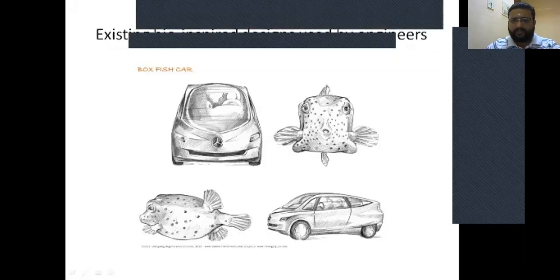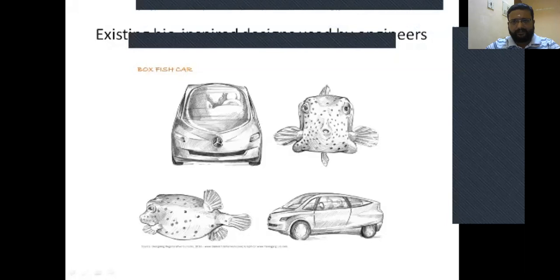Now the box fish. You can see the structure, how it looks. Next, the side view. So both are there. Why is it not moving?